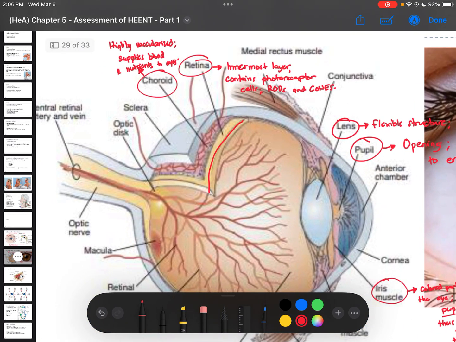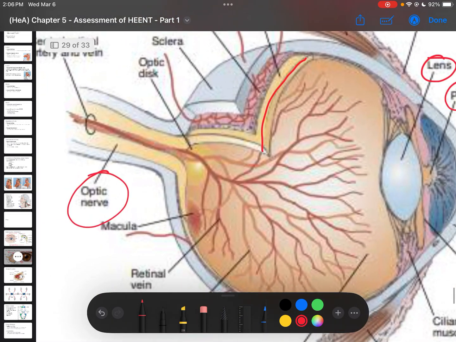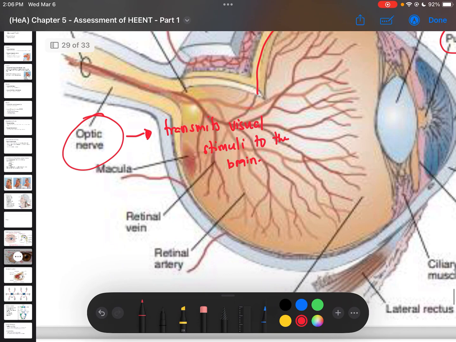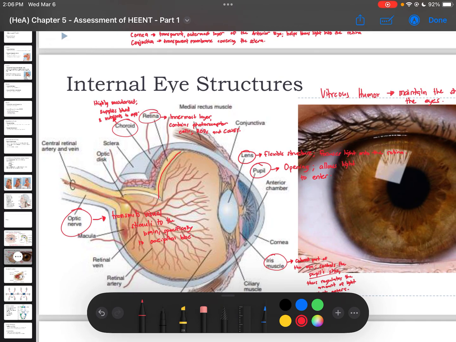And lastly, among which, class, is what we call our optic nerve. Optic nerve is very simple, class. It will be the one that transmits visual stimuli to the brain. Specifically, it will send it to our occipital lobe.